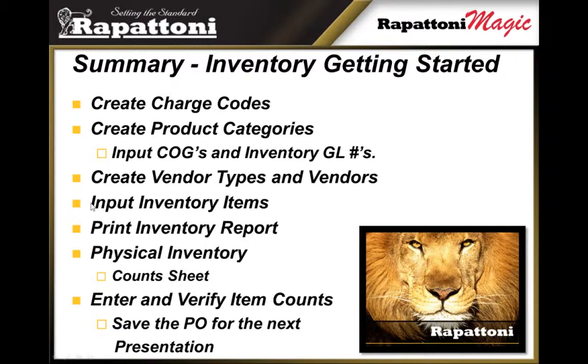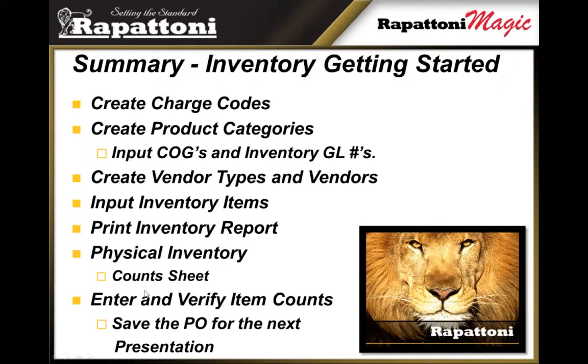Once all of our setup was done, we went into the inventory information form and added our inventory items. Once inventory items are added, we could print the inventory report to get a snapshot of everything that was entered, as well as the cost that we purchased them for and sell them for and our profit that was made. Then it was time to count those items, so we ran a count sheet to get the physical inventory counts.